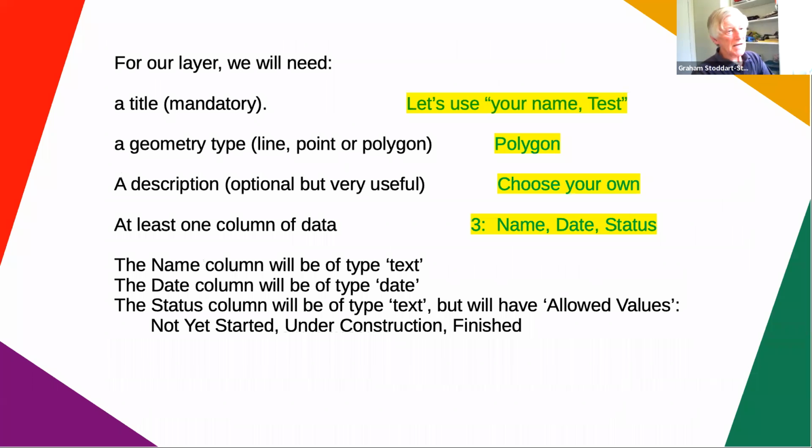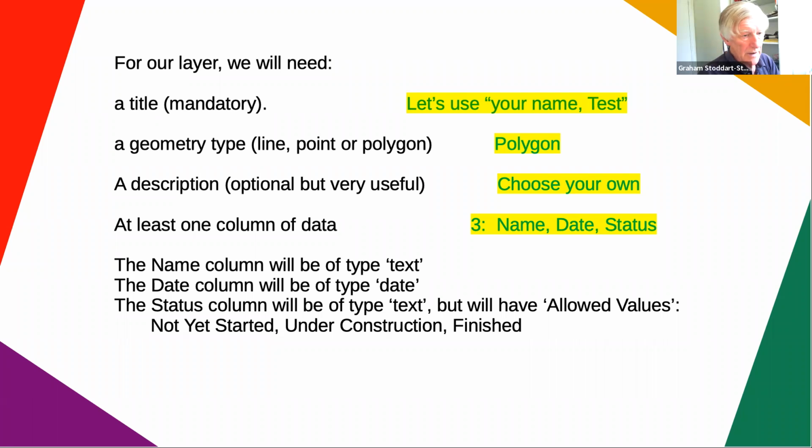So what we're going to do is say in our layer, we need a title. You must have a title. So I'm just suggesting for today, use the title as your name and then the word test, because it makes it much easier to find the record and delete it later. You're going to choose one of the 3 types of geometry. I'm suggesting for today that you choose a polygon, but it's entirely up to you, but you're going to need to choose one of them.